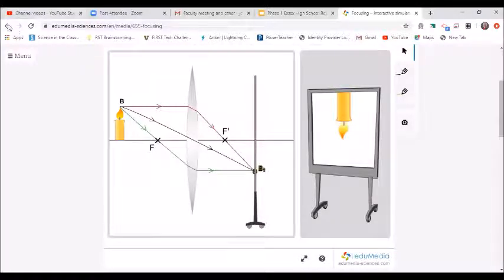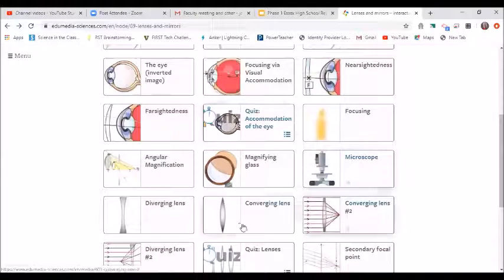Let's go back and take a look at that example from our converging lens.